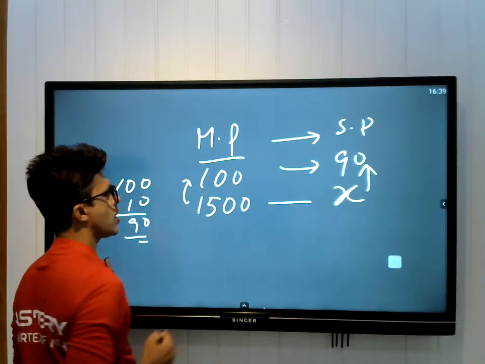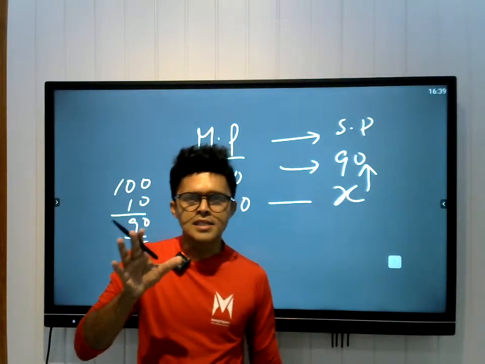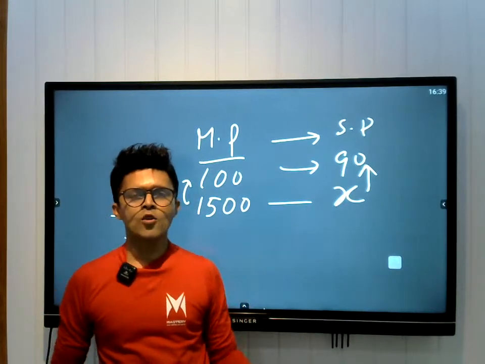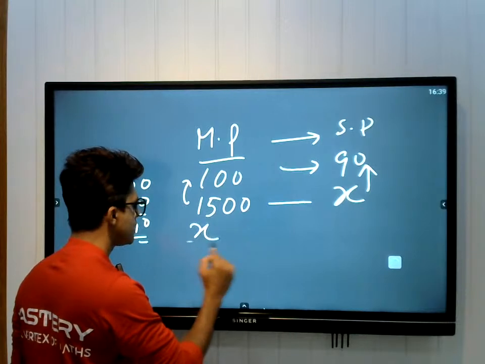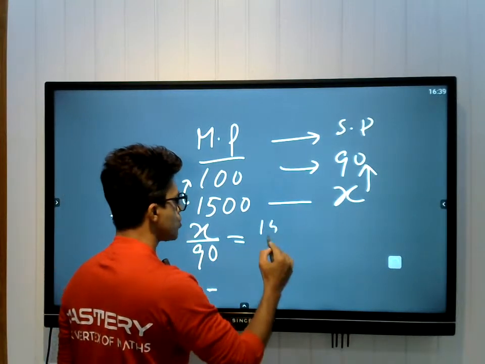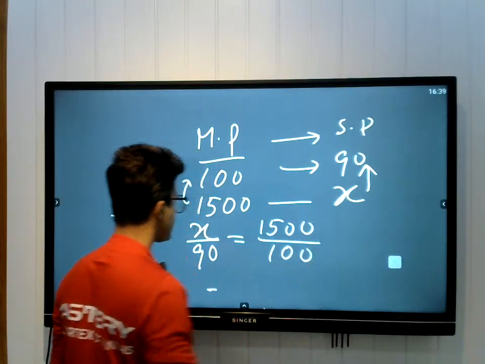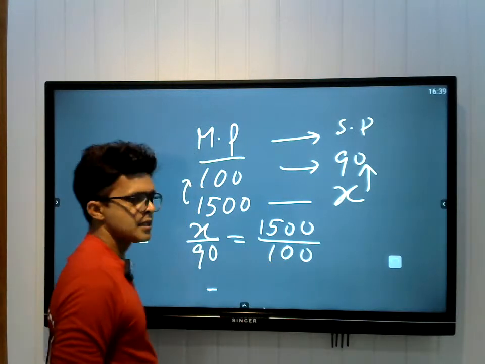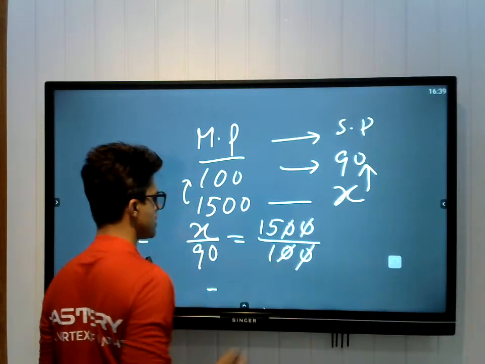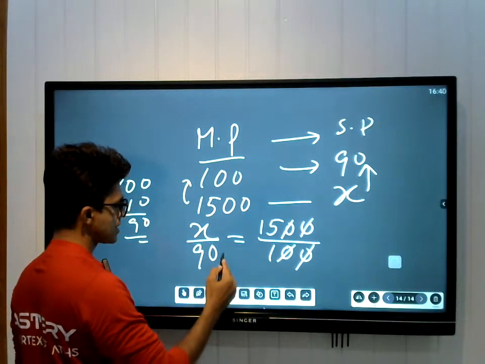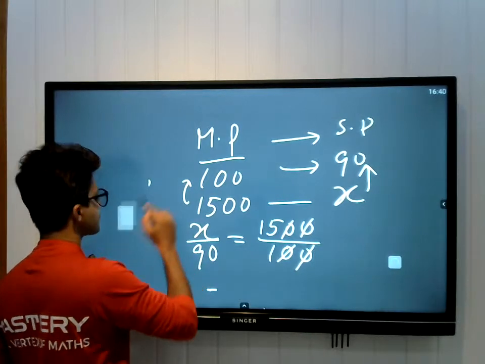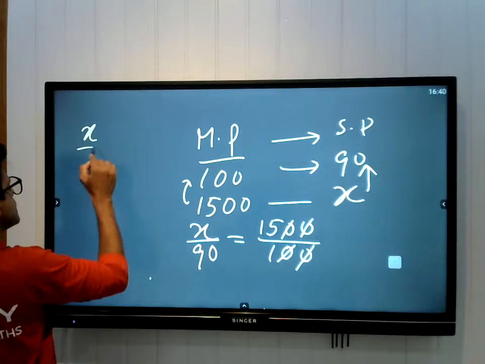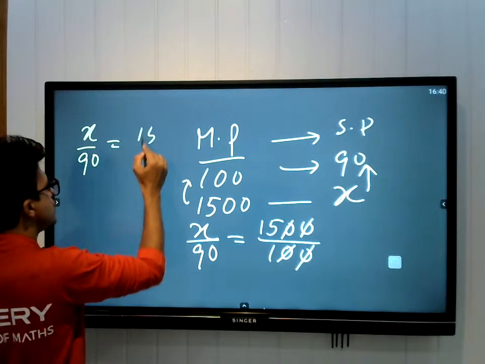X over 90. The answer that we are going to take should be less than 1,500. So X over 90 equals 1,500 over 100. Let's get the answer. This 0 and this 0, this 0 and this 0 can be cancelled out. After that, X over 90 equals 15.